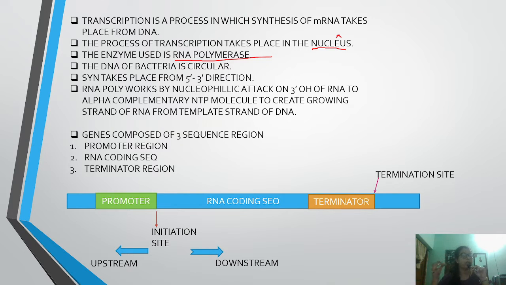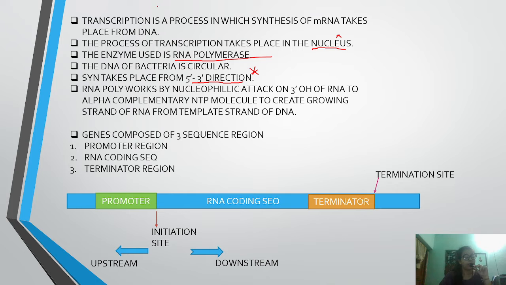Next, as you all know, bacterial DNA is circular in nature, and the synthesis in transcription takes place in the 5 prime to 3 prime direction. As replication was also taking place in the 5 prime to 3 prime direction, transcription also takes place in the 5 prime to 3 prime direction. This is important. Then how does the RNA polymerase work? It mainly works by forming a nucleophilic attack on the 3 prime OH end of the RNA and forms a complementary strand with that of the DNA. And what are the processes involved? We will be discussing in detail.